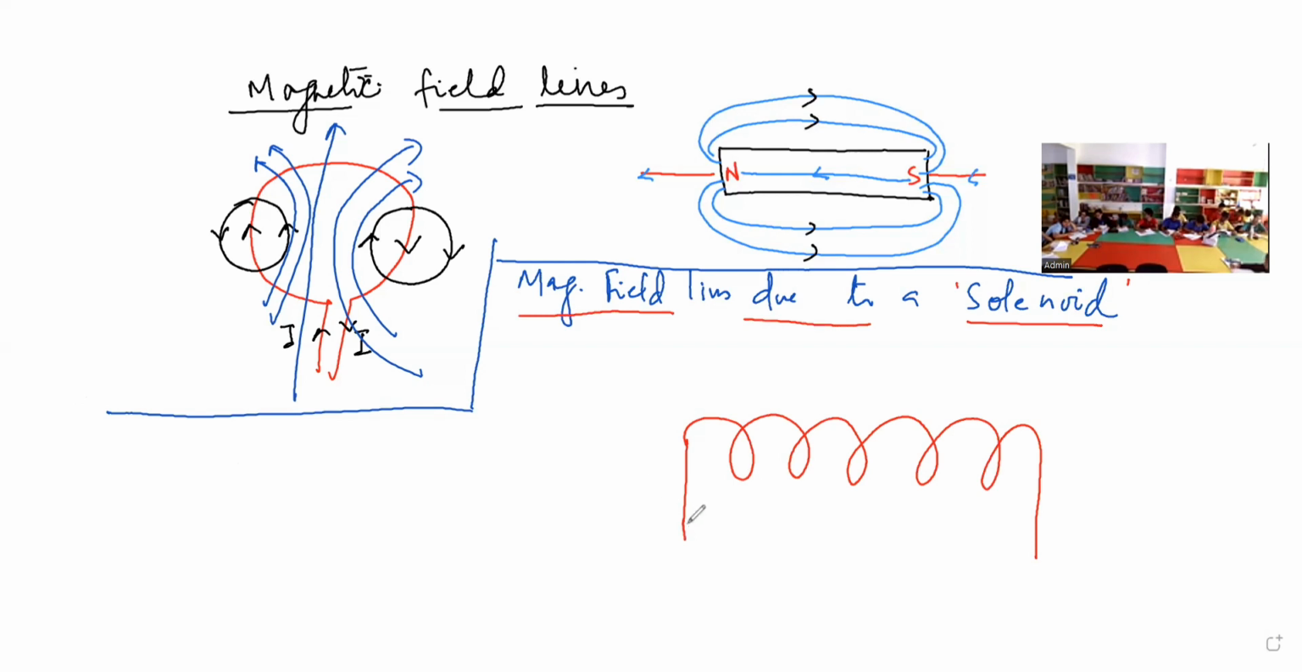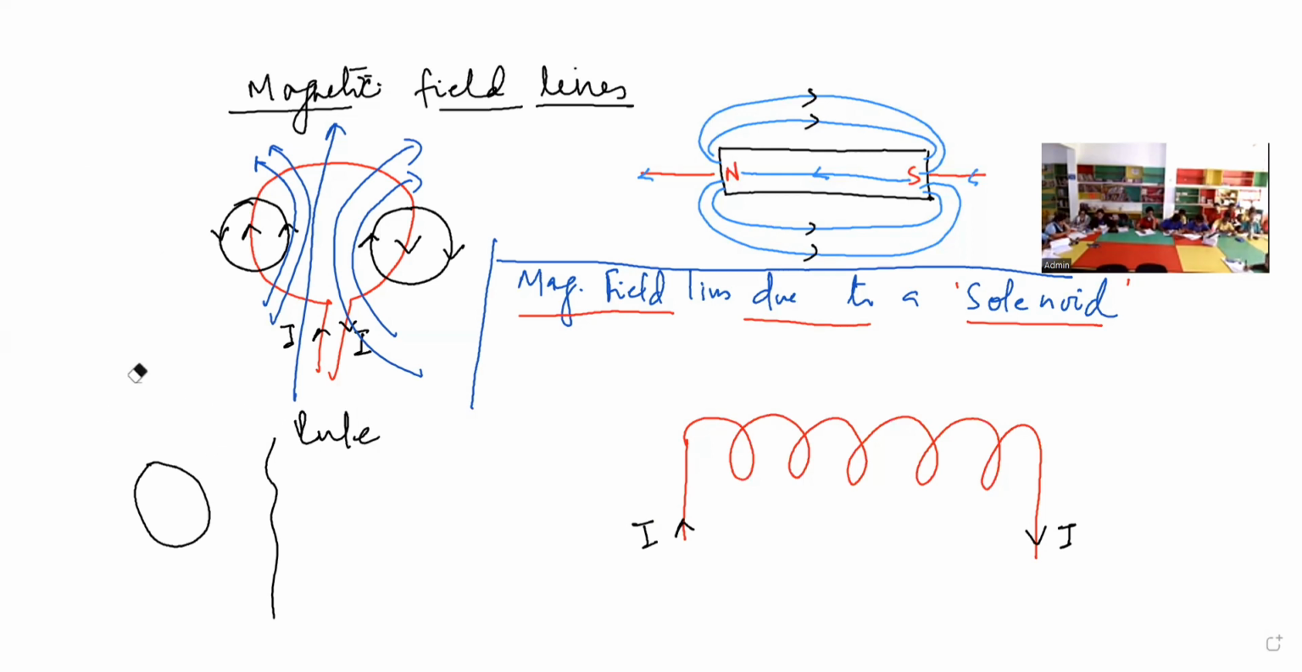Then we assume that current enters from the left side and comes out from the right side, because it is in a circular loop. So we have a rule called the clock rule. This clock rule tells us how to determine the direction of polarity.